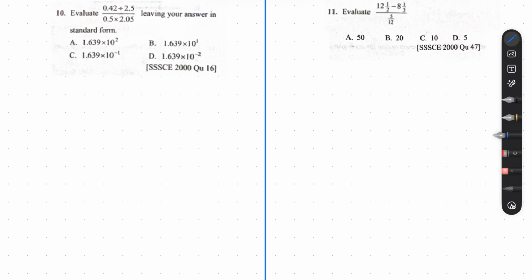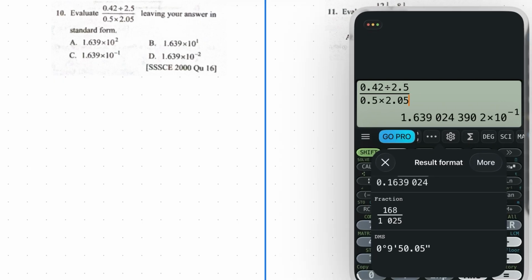So we're starting from question number 10 in this video. The question says evaluate this expression, leaving the answer in standard form. Since this is an objective question, we can just easily put it into a calculator and find our answer, right? So let's do that.